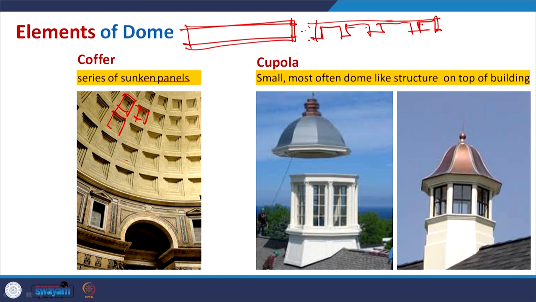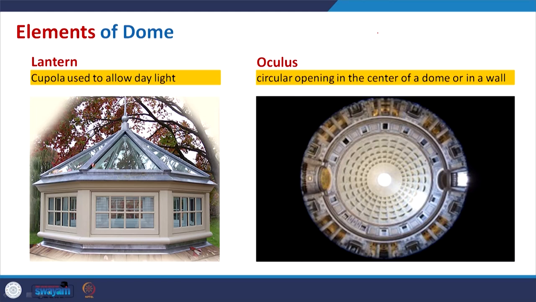Then the cupola is something we can relate to a cup. If you put the cup in this position, something like this, it is a small, most often dome-like structure on top of a building. In many buildings where you have a very similar roof pattern, you can put this on top. Like the lantern, the cupola is used to allow daylight. In this case the cupola has transparent glass so that daylight can easily enter, and not only daylight, sometimes even at night time you can get good lighting, some ambience, and a good view of this particular building.